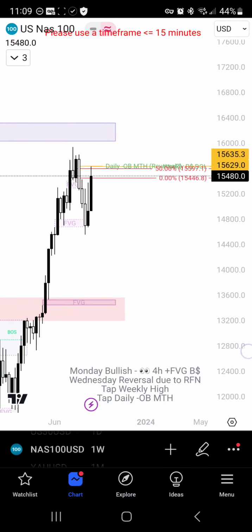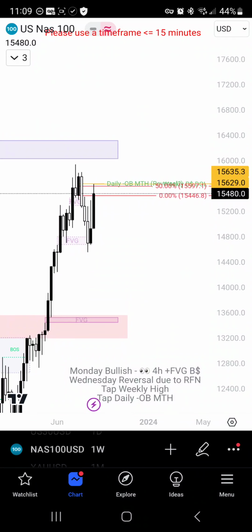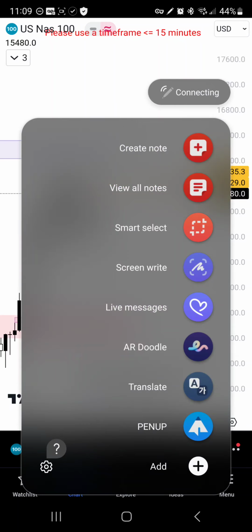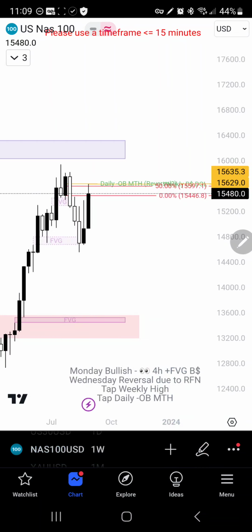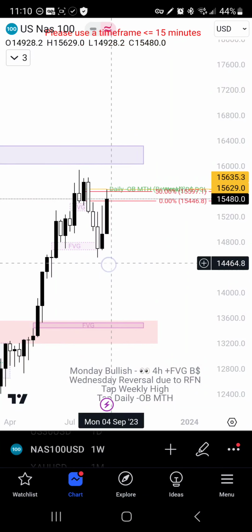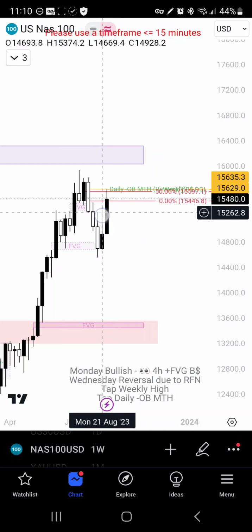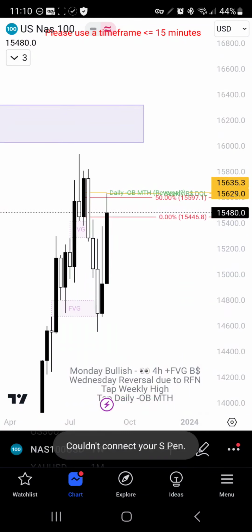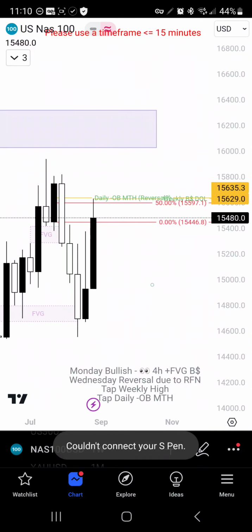Let's just take a look at what we have here on the weekly chart. All right, so let me pull out my pen. All right, so here is last week's candle. What did last week's candle do?